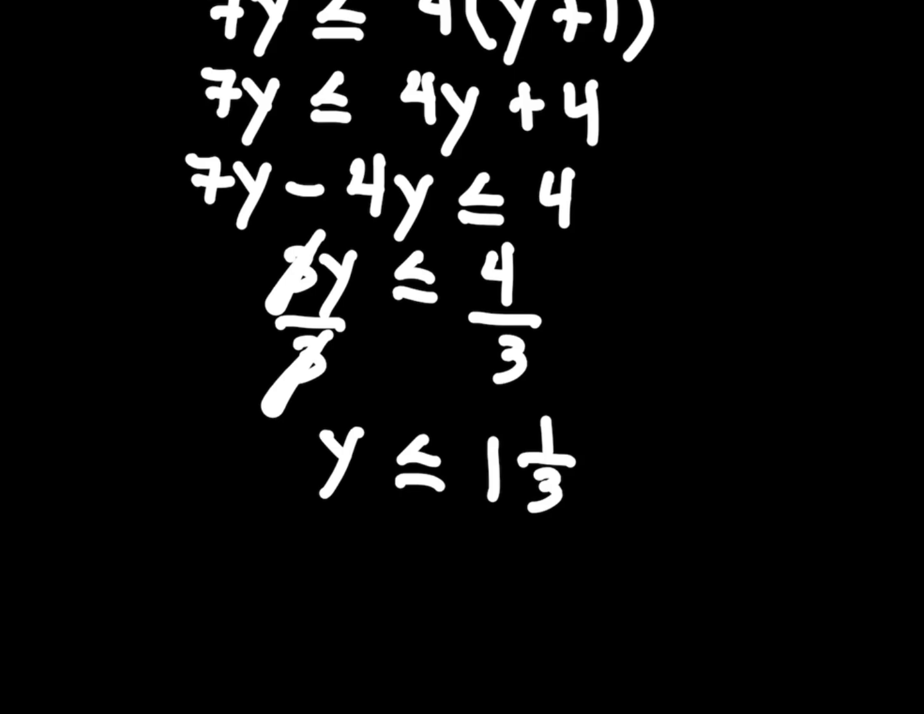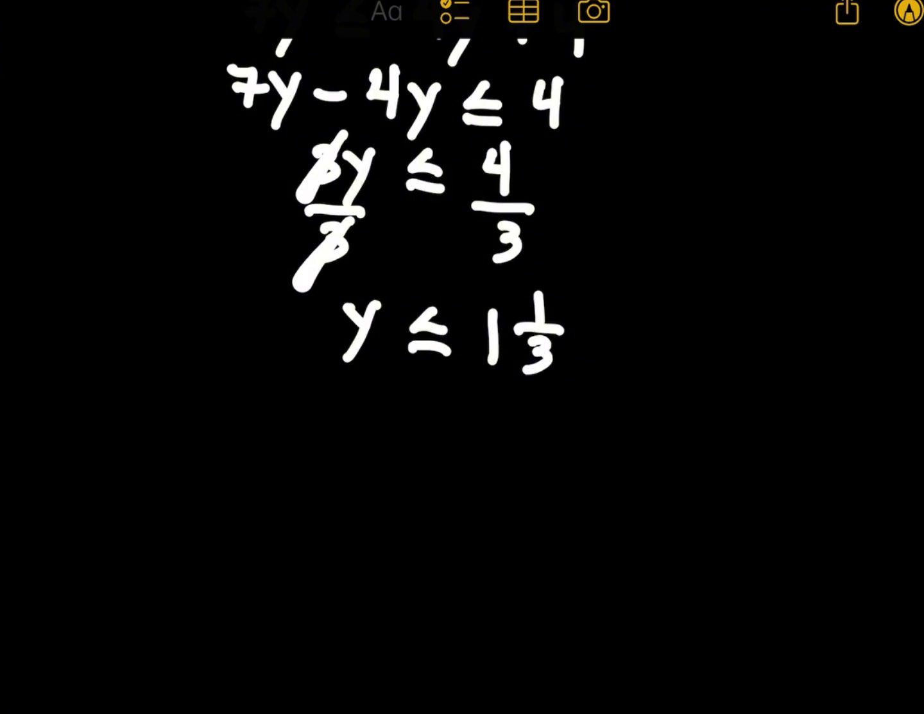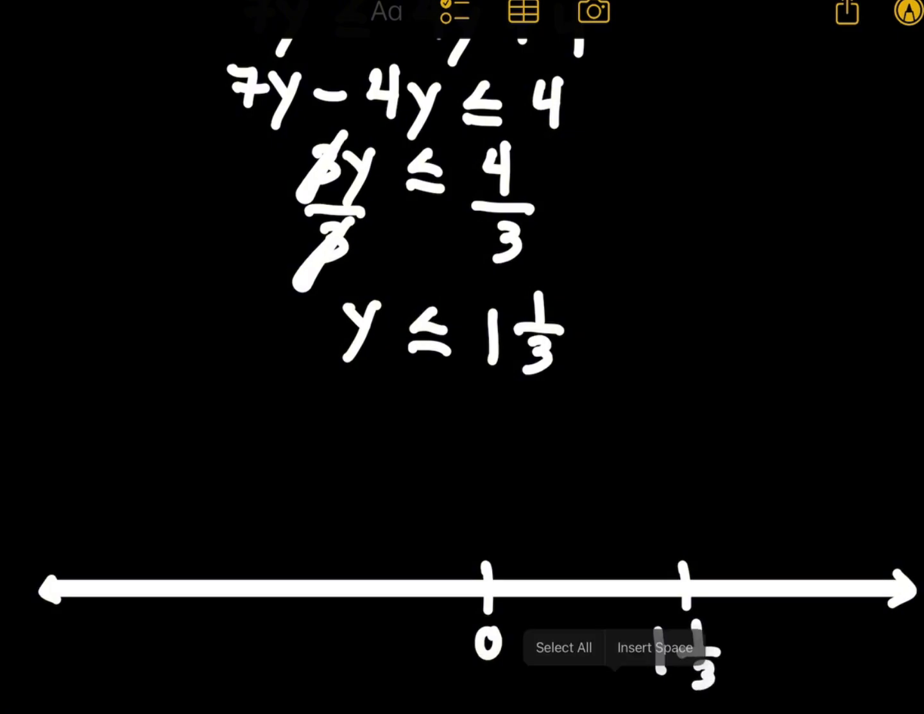Then after that, if you're going to plot it on the number line, a horizontal number line, draw your horizontal line and put 0 in the middle, just for example. So put 0 in the middle, and then 1 and 1/3 on the right, and then negative 1 and 1/3 on the left side of 0.